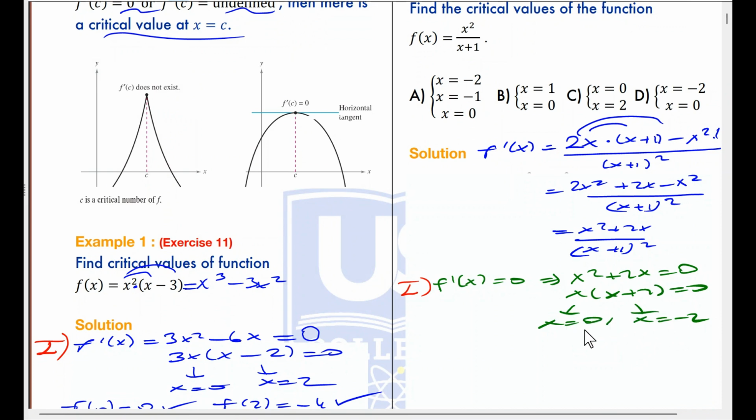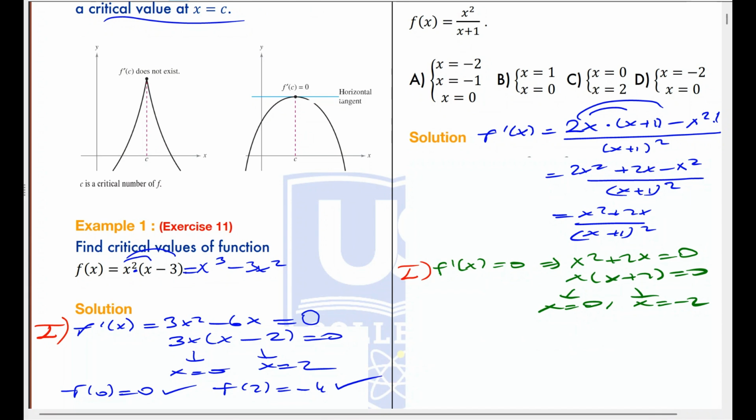So before we decide whether these are critical values or not, we should make sure that these two numbers make the original function defined. So is f of 0 defined? Go back to the original function. When I put 0 back, it makes 0 over 0 plus 1, 0. So no problem, it's defined. What about negative 2? F of negative 2. Negative 2 squared 4. 4 divided by negative 1, negative 4. So function is defined at negative 2 as well. So we can say these two numbers, x equals 0 and x equals negative 2, are critical values.